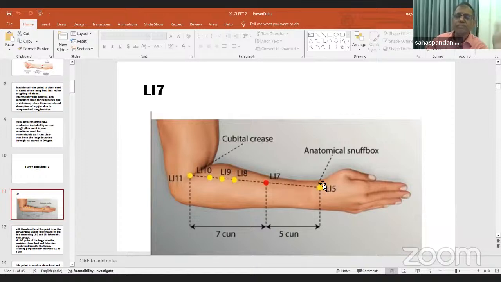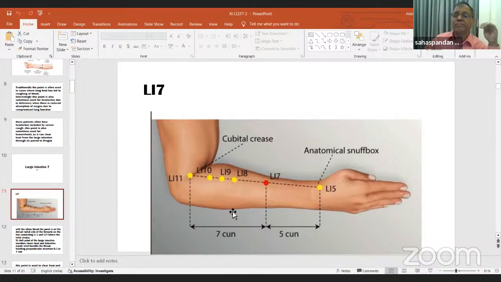LI5 is at the lateral end of the wrist crease, on the lateral side of the wrist, in the anatomical snuffbox. And LI11 is at the lateral end of the elbow crease. Let's connect this line, LI5 to LI11.